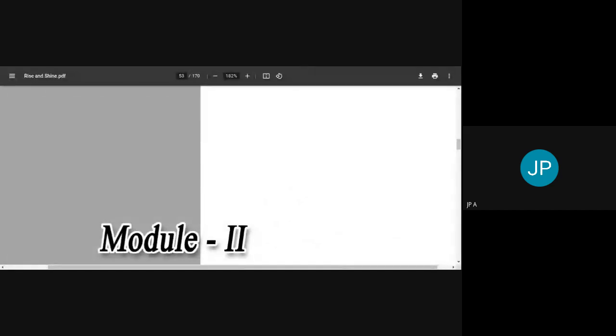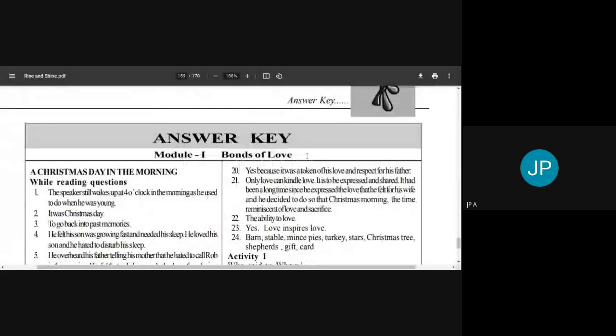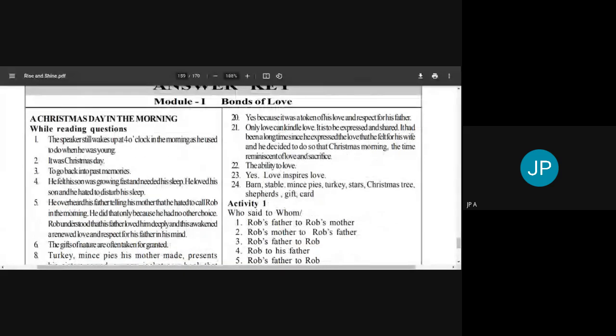But before ending this, I would like to tell you that we have the answers to the exercises at the end of the text. So if you are having any problem finding solutions to the exercises that we have, you can find the solutions here. Okay, you can see the screen. This is actually page number 145 of the textbook.